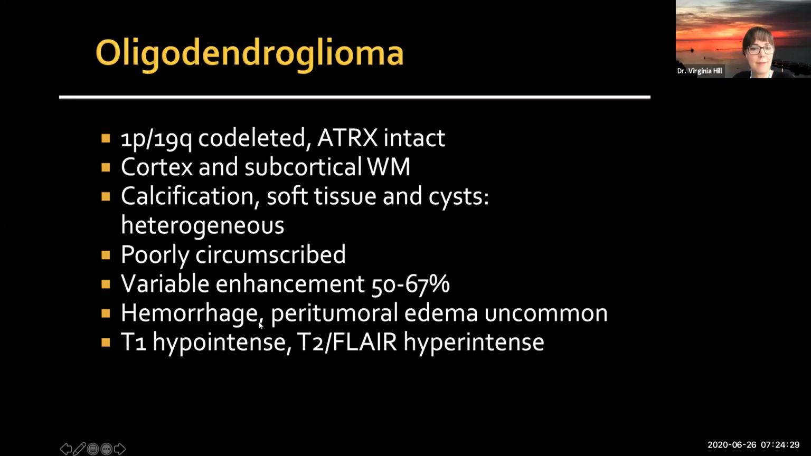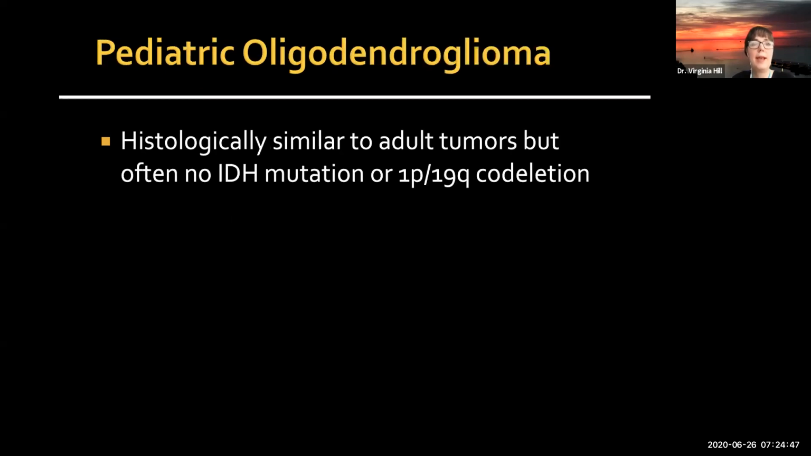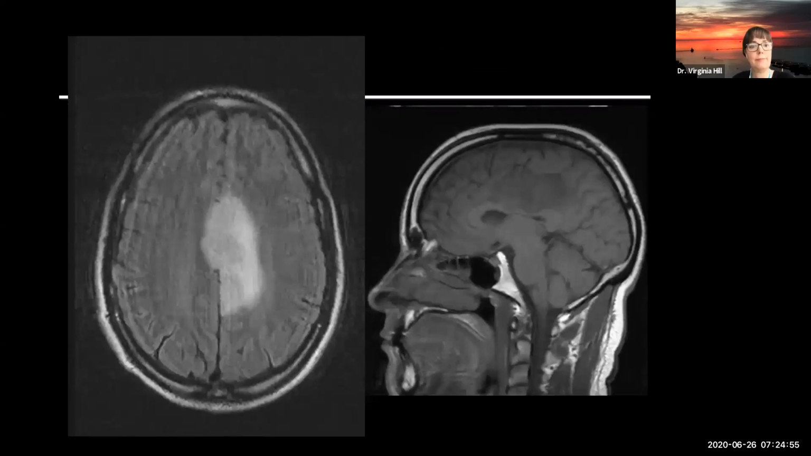You can have hemorrhage and peritumoral edema, but it's pretty uncommon. And you can have T1 hypointense and T2 FLAIR hyperintense signal. On CT, hypodense or isodense, the skull may be thinned or remodeled, there is no edema, and you can unfortunately have subarachnoid seeding. Pediatric oligodendrogliomas are histologically similar to adult tumors, but often have no IDH mutation or 1p19q codeletion.